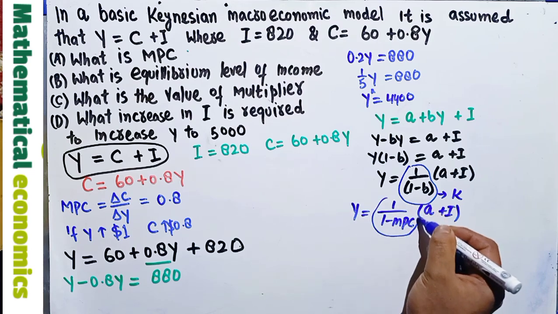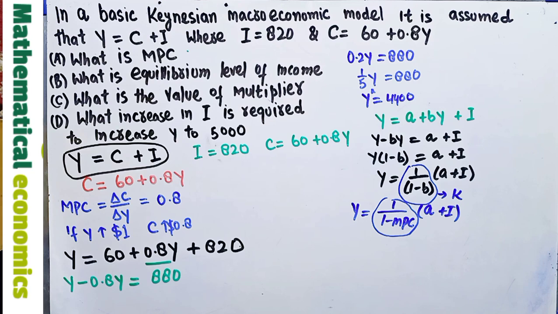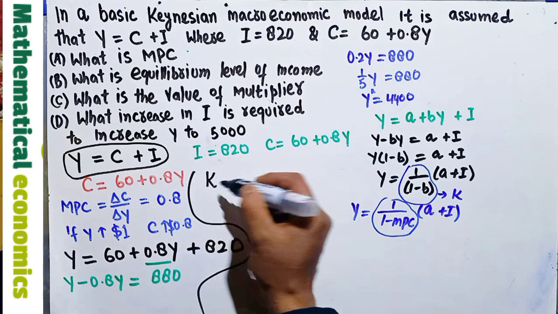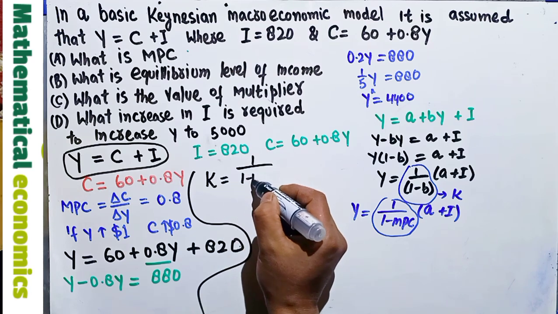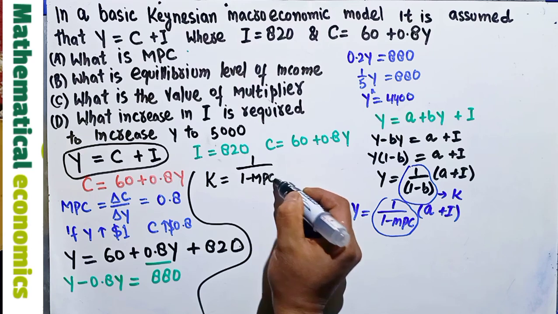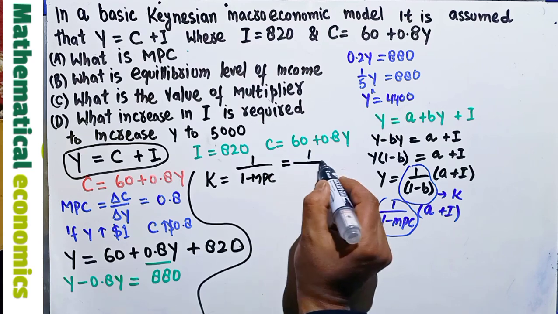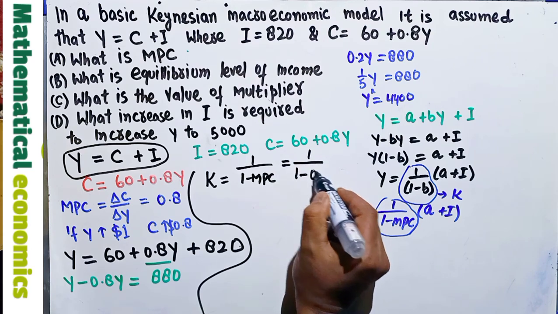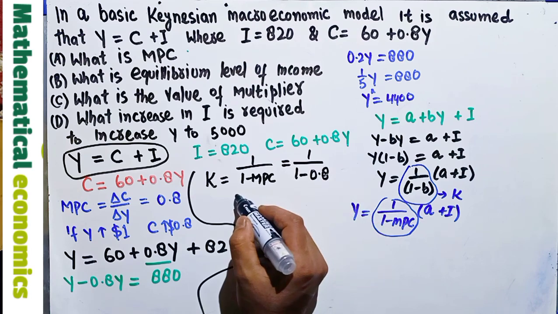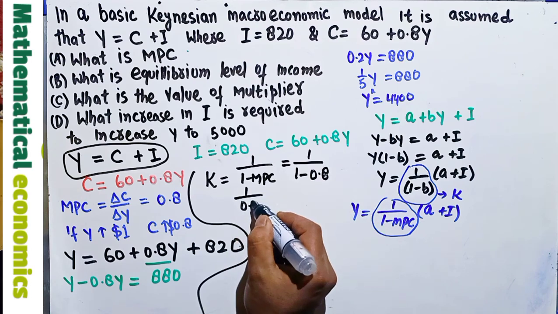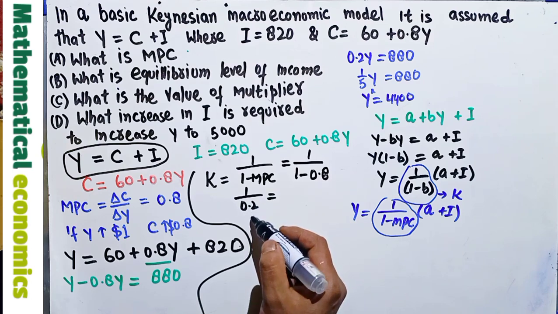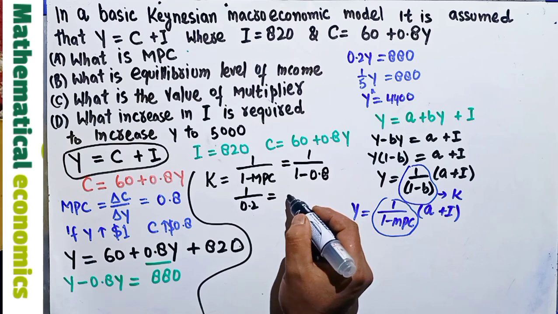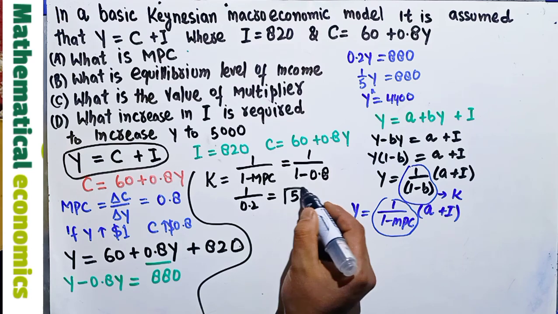This denotes our multiplier. So in our case, what is the value of the multiplier? Let's denote the multiplier by k. It will be equal to 1 divided by 1 minus MPC, and MPC is the marginal propensity to consume, which we calculated as 0.8. Solving this, we get 1 divided by 0.2, which is 1 upon 5. So we will get 5 as the multiplier.